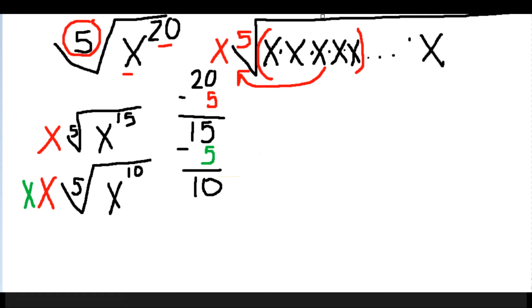Of course, we can pull out another group of 5. So when we pull out another group of 5, you guys, what's going to happen? Well, we're going to get another x on the outside. So here's our first group of 5 we pulled out.